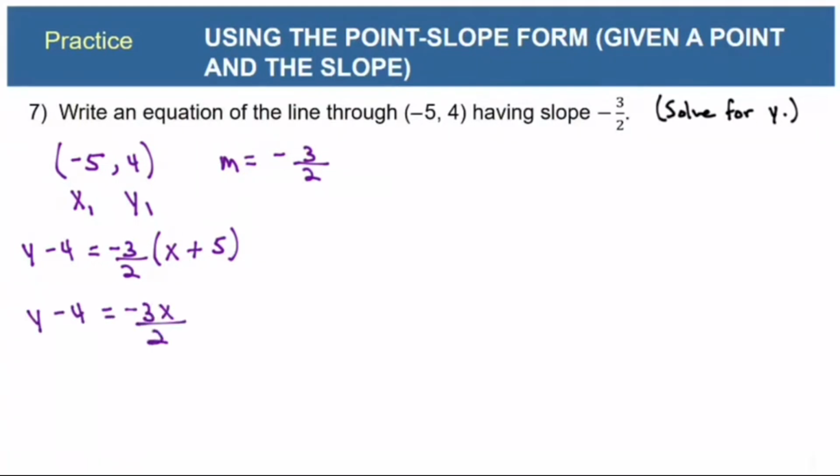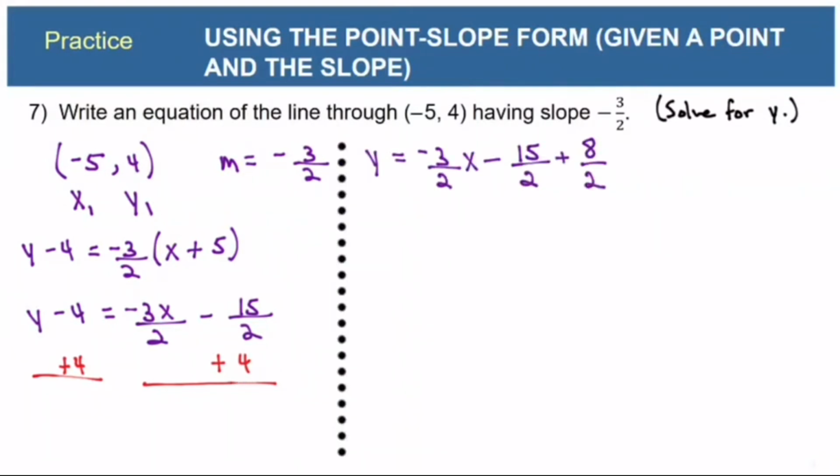which is going to give us negative 3/2 x minus 15 over 2, and add 4 to both sides. Now don't forget that this is a whole number and we're adding to a fraction, so we're going to need a common denominator. 4 becomes 8 over 2, so we'll write negative 3/2 x minus 15/2 plus 8 over 2. Now negative 15 plus 8 is negative 7. So we have negative 3/2 x minus 7 over 2.